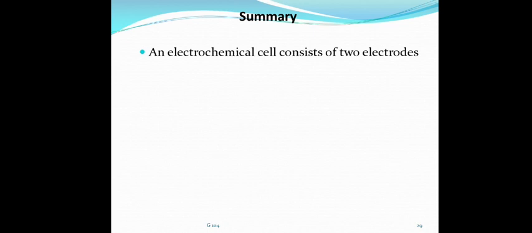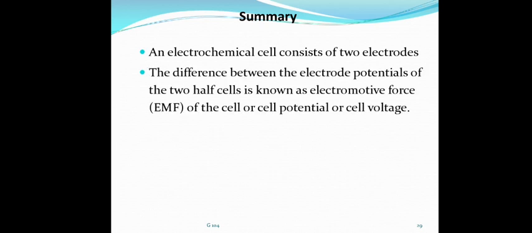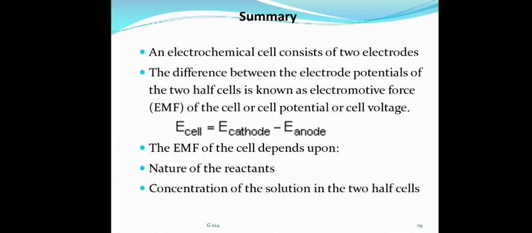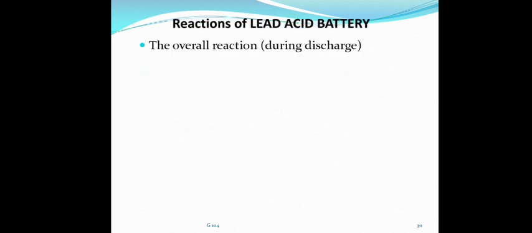So that is about the EMF and lead storage battery. An electrochemical cell consists of two electrodes. The difference between the electrode potentials of the two cells is called electromotive force. So E cell is equal to E cathode minus E anode. We have done some problems regarding this. The EMF of the cell depends upon the nature of the reactants and the concentration of the solution in the two cells. Are you able to follow?